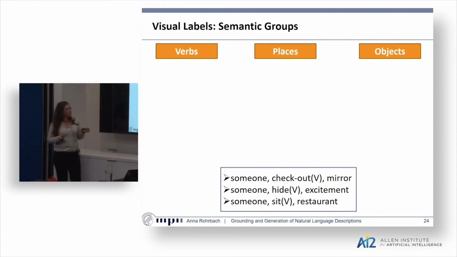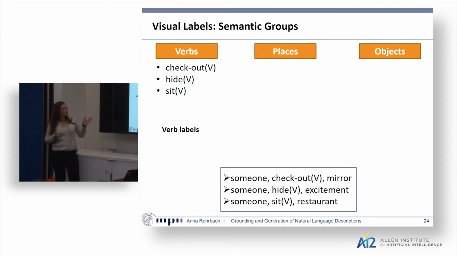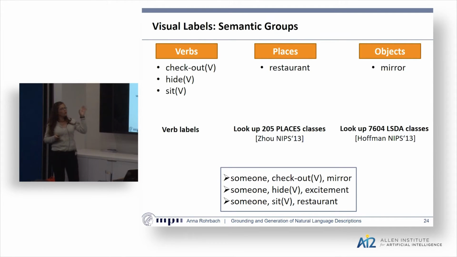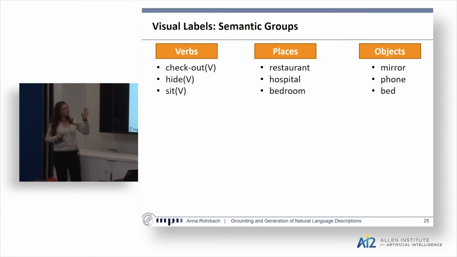And we did this by selecting three semantic groups: verbs, places, and objects. One could consider other groups, like maybe emotions, which are also relevant to the movie description task. We simply filter our labels and place them in the corresponding group, either based on their part of speech or based on some precompiled sets of objects and places. So this basically gives us lists of labels, and we are going to be working with those.